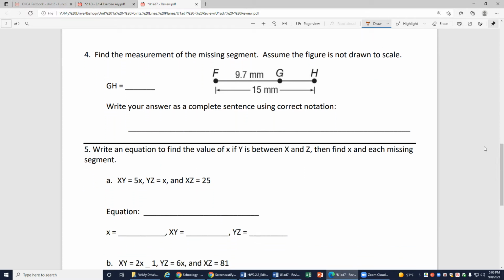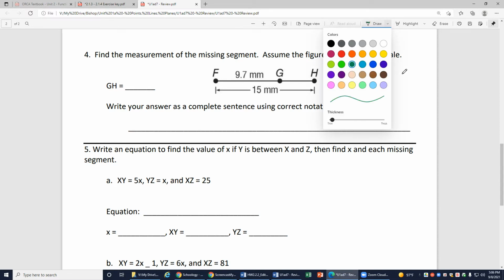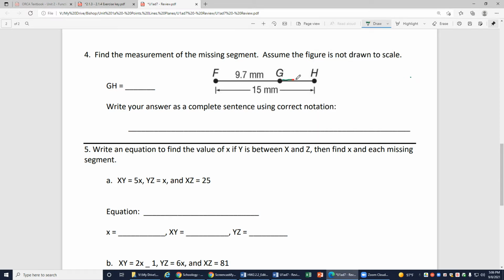All right, the next thing we're looking at is find the measurement of the missing segment. Assume the figure is not drawn to scale. Okay, so I want to find how far it is from G to H. So from G to H, this piece right here, I can see that G is on the segment. It's dividing the segment into two parts.